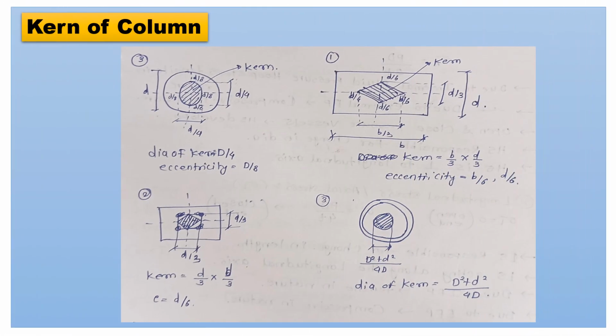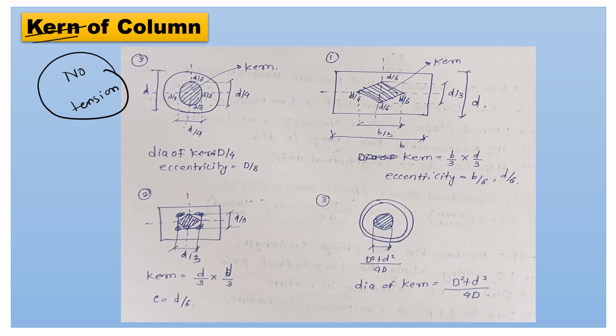Then last point from the strength of materials is kern of the column. Kern is that portion in a column where no tension acts. To find out that tension free section of the column, the eccentricity is used. With the help of eccentricity, we get the kern value. First, in case of circular section, the eccentricity is d by 8 from its center. If we draw the circle from the eccentricity value, then we get that kern portion. So in case of circular section, we get kern as a circle.